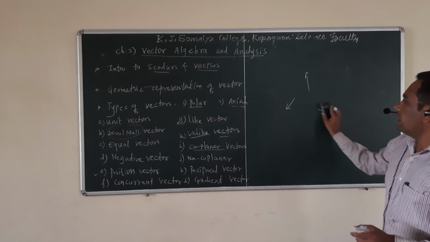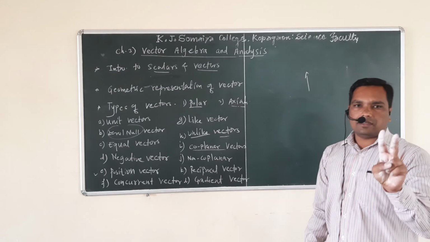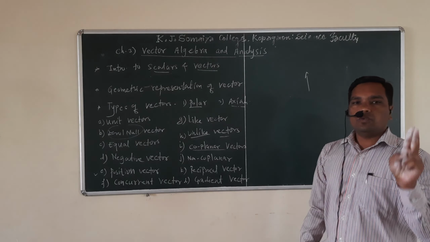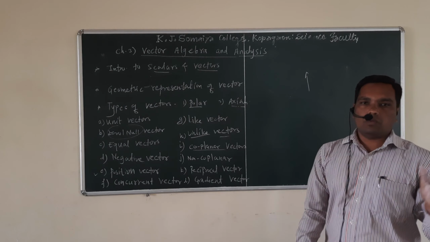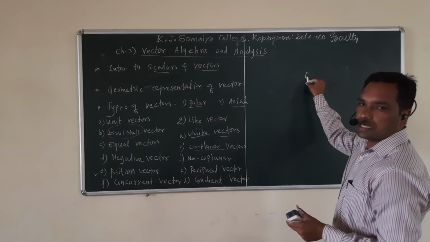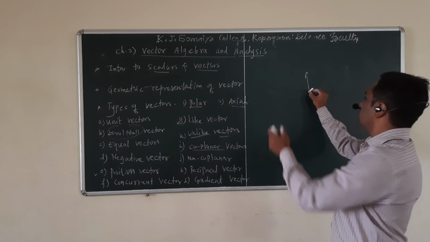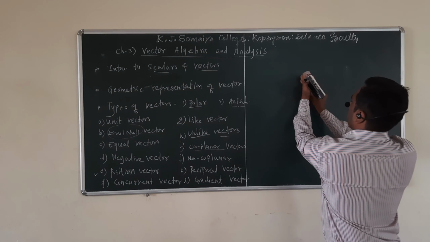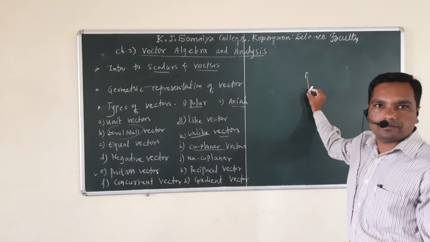If you take any two vectors, then two vectors are always coplanar. Why? Because one vector is like this, another vector is like this. So you can define coplanar because you can take a plane like this.